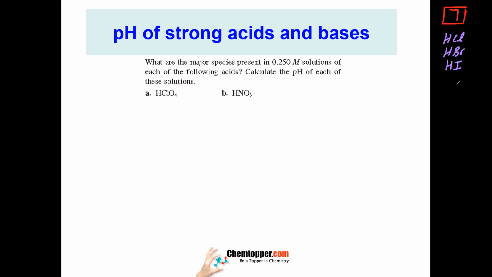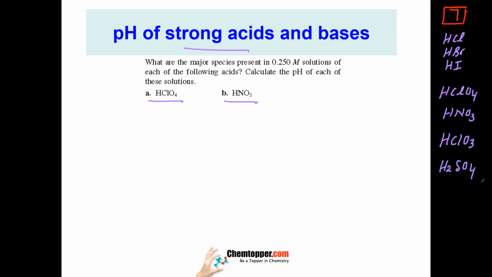Okay, then what are the oxygen containing acids which are strong, which I told you to memorize? There are 4 of them. HClO4, perchloric acid, is written here. HNO3, nitric acid, written here, strong acids. HClO3, chloric acid, this is also strong. These are the important ones. H2SO4.